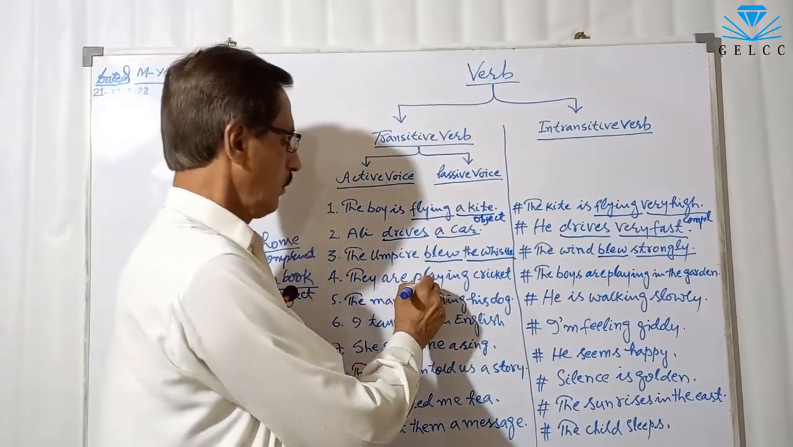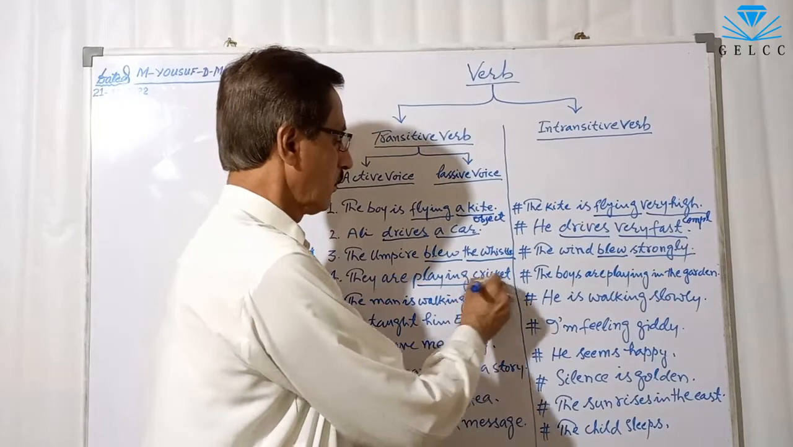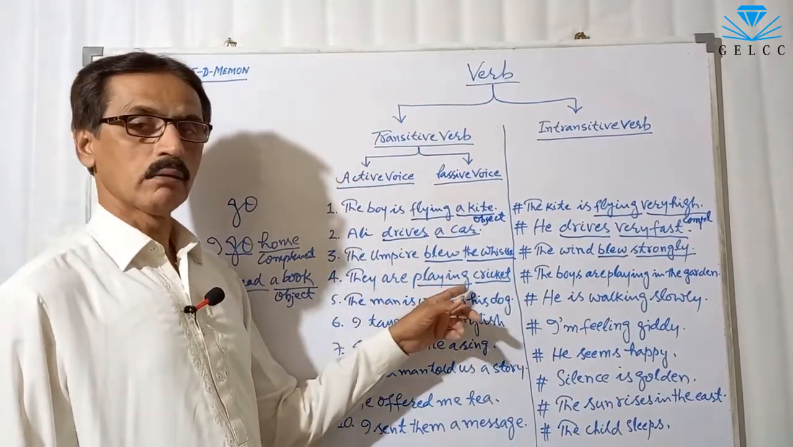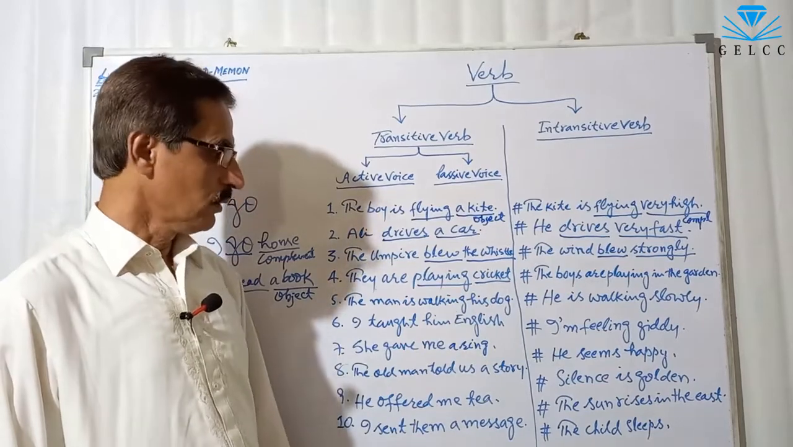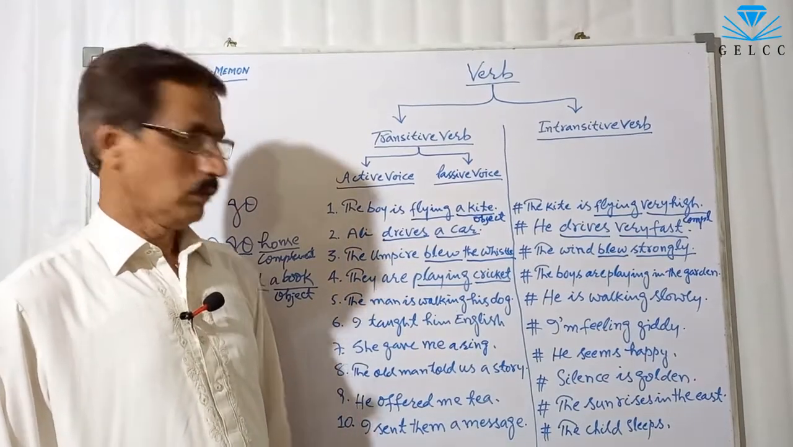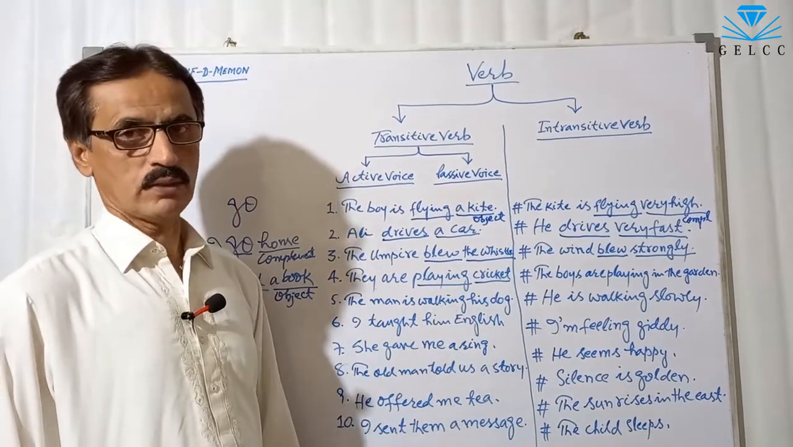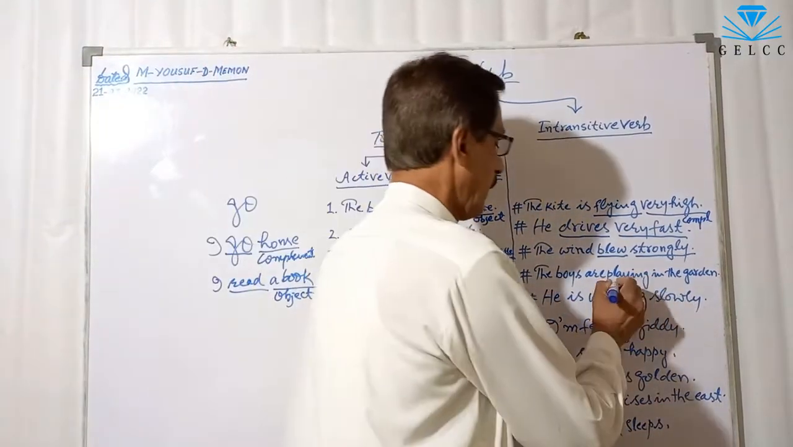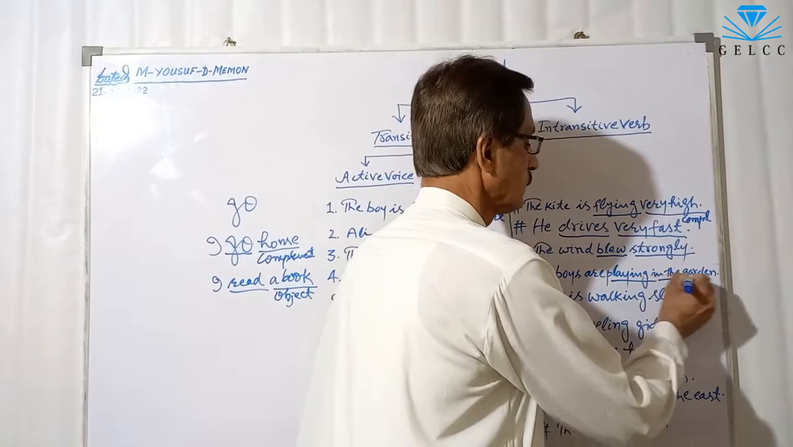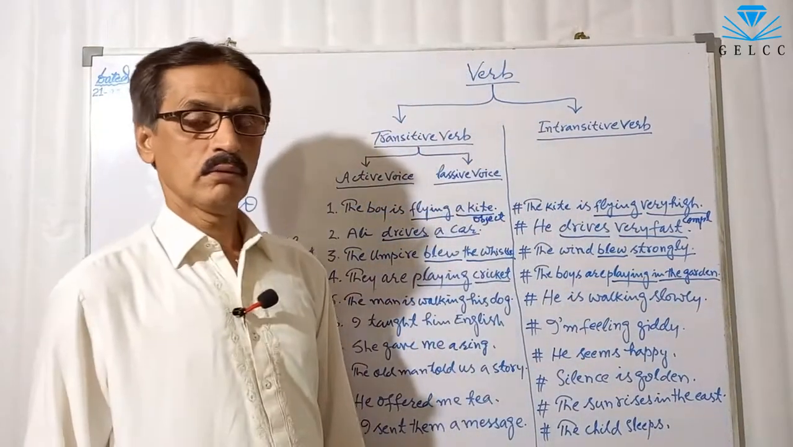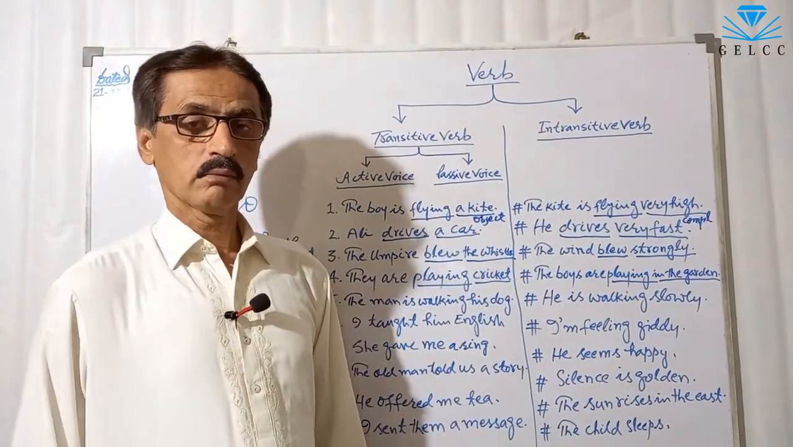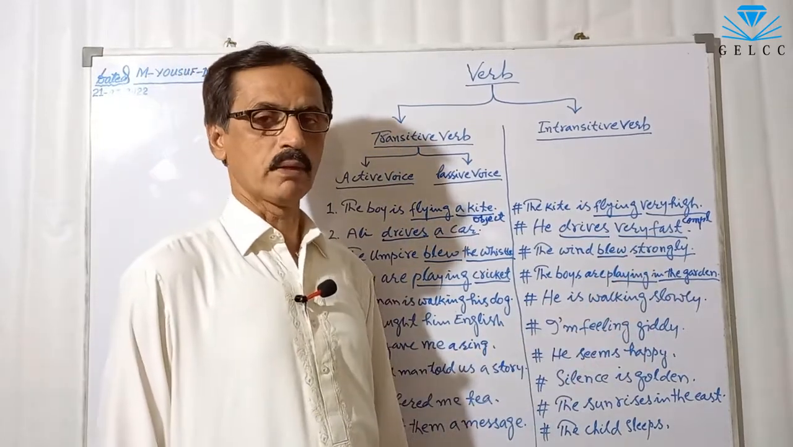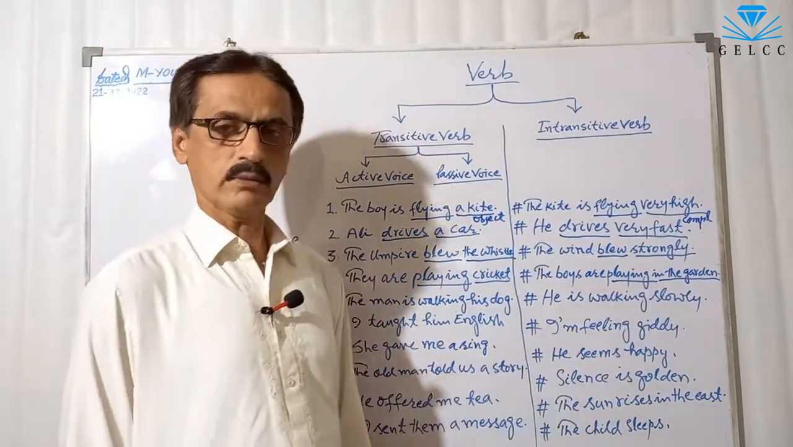Now number 4. They are playing cricket. Playing is verb. What are they playing? Cricket. Cricket is object. So playing is transitive verb. Now the boys are playing in the garden. Where are the boys playing? They are playing in the garden. In the garden is complement. So here playing is intransitive.